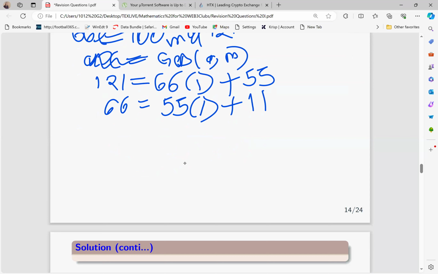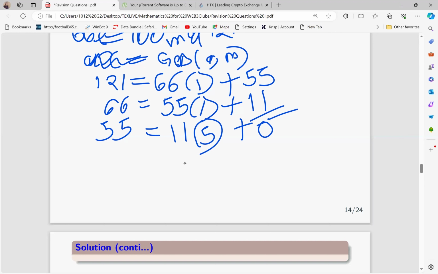And then 55 is 11 times 5. The last nonzero remainder is the GCD, which here is 11. So the GCD of 121 and 66 is 11.